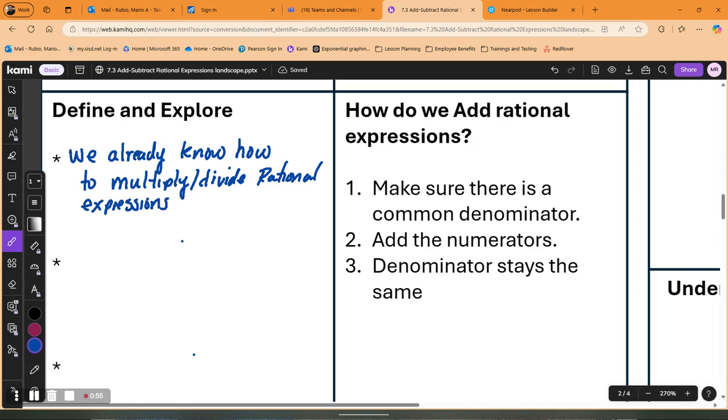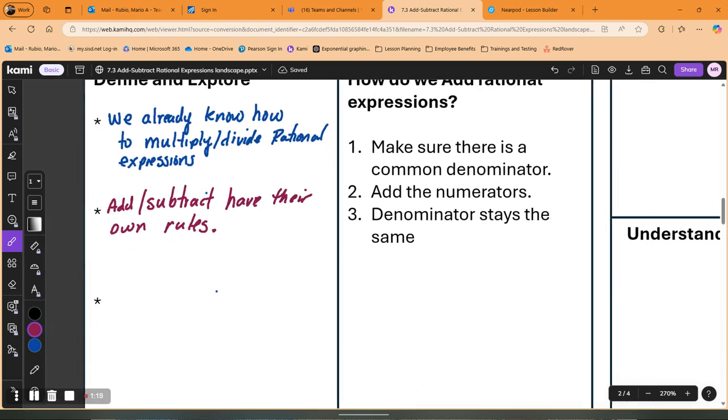Okay, another thing we need to remember is that adding and subtracting have their own rules. Completely different from multiplying and dividing.